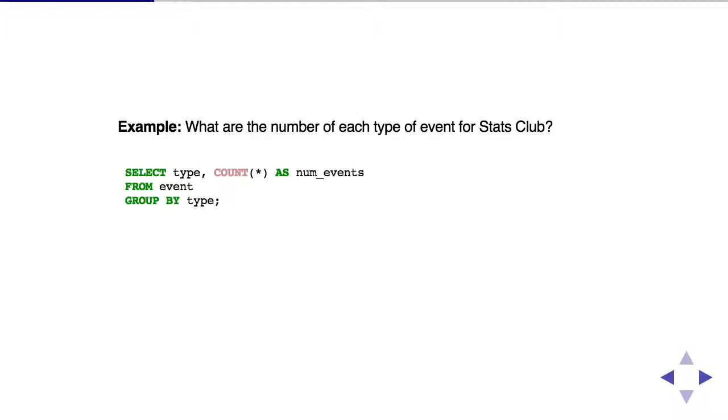Notice that type is here, here, and here. Basically, you can only reference a column in the select statement if it's in the group by clause, or if it's part of the permanent table. So just remember that. And we have 6 educational events and 2 social events.